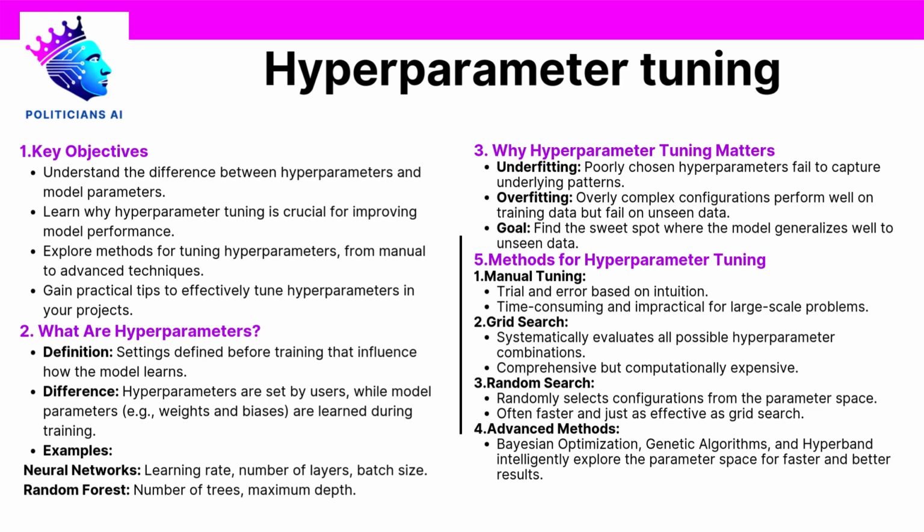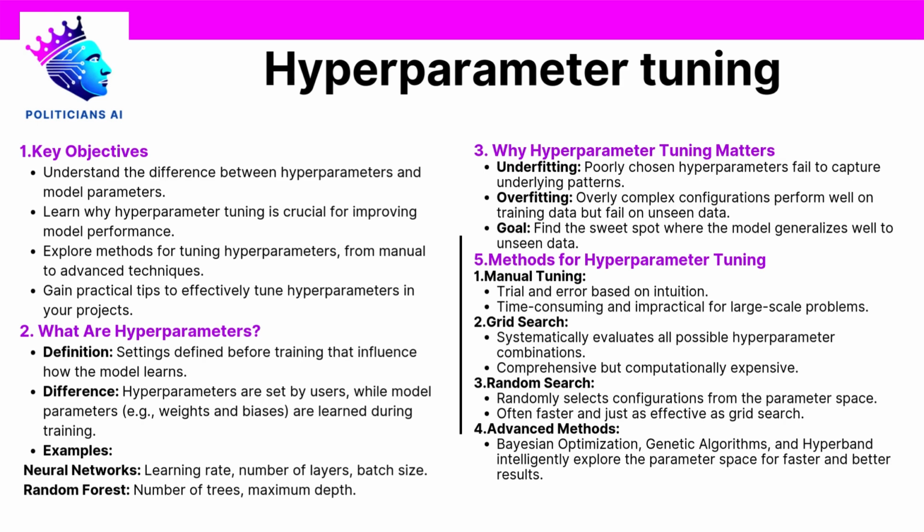Now, let's talk about tips for effective hyperparameter tuning. First, start by coarse tuning. Instead of testing very fine-grained values, begin with a wide range and gradually narrow it down as you identify promising areas. This saves time and gives you a general sense of the optimal region.